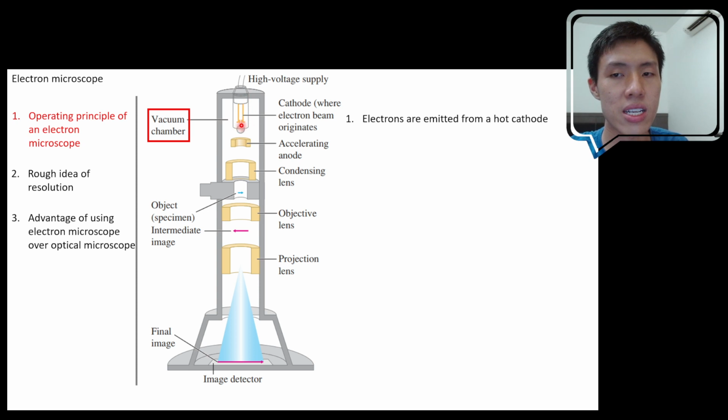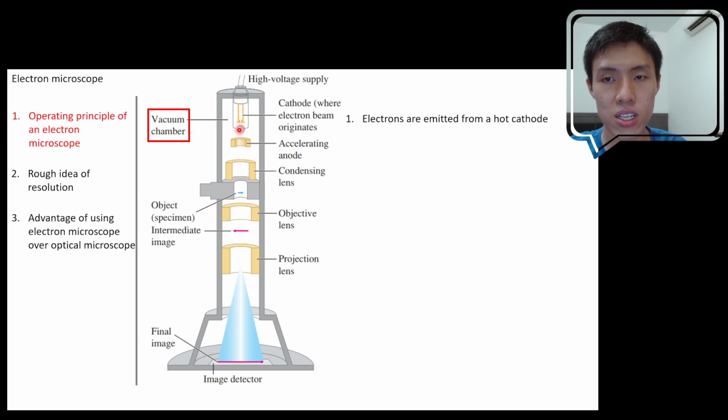So once it's heated up, you emit electrons, just like the Davisson-Germer experiment we discussed in the previous section. Those electrons that come out will pass through this accelerating anode. This accelerating anode serves to speed up the electrons so that when they pass through it, they'll be at a greater speed.